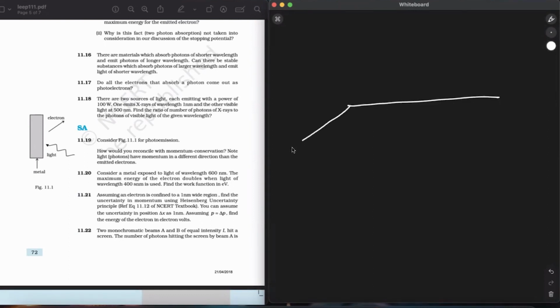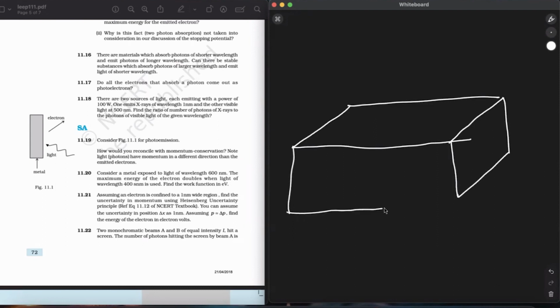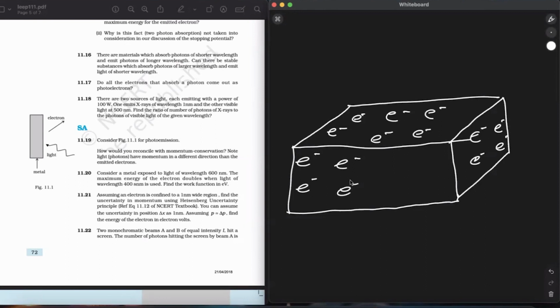Suppose that this is a disk. I'll try to draw it as well as I can, so just bear with me. And suppose it has been filled with electrons. So basically, what do you know till now? You know that kinetic energy max, K max, is equal to the energy provided by the incident photon minus the work function. But why is it written K max?